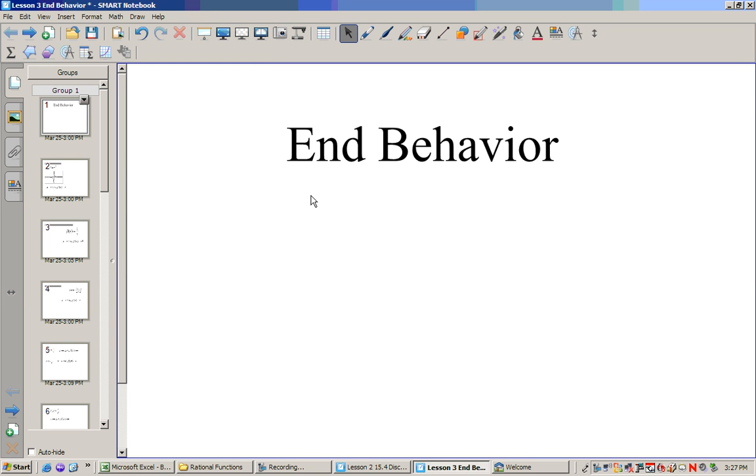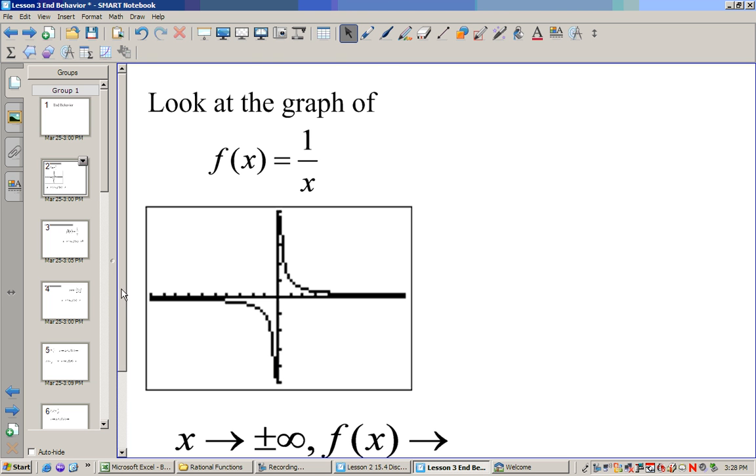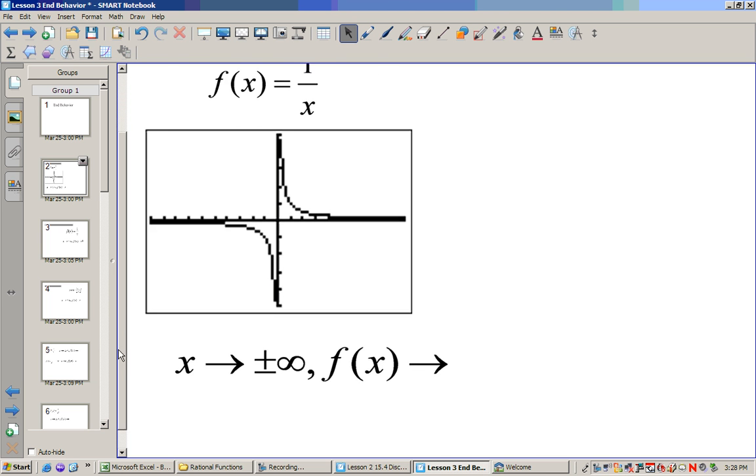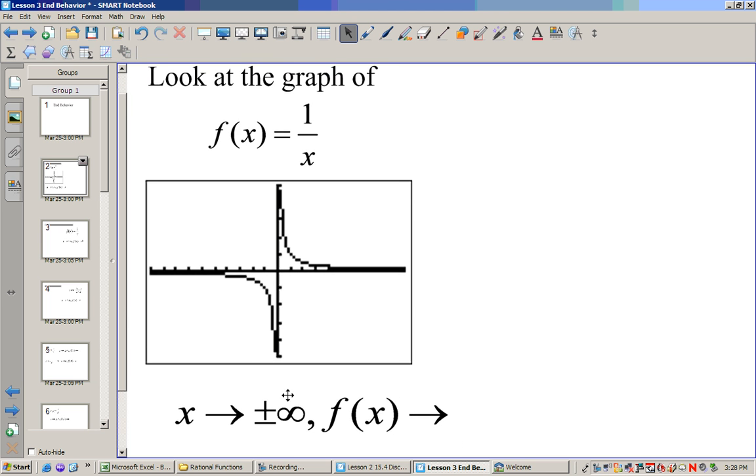Hello, today we're going to learn about end behavior in rational functions. Now if we look at this function, 1 over x, as x goes to infinity and negative infinity, so as we move to the right and as we move to the left, what does f of x, what does the y value get very, very close to? And that answer is 0. To the right it gets to 0, and to the left it gets to 0.